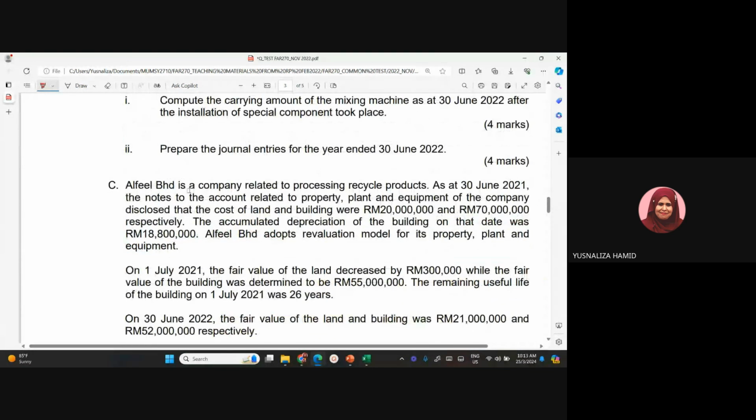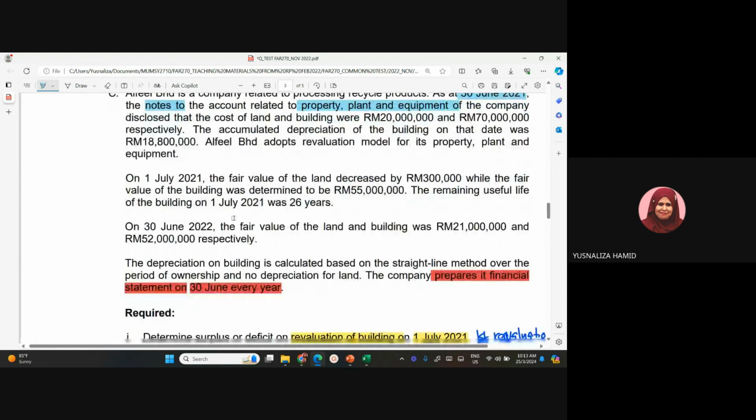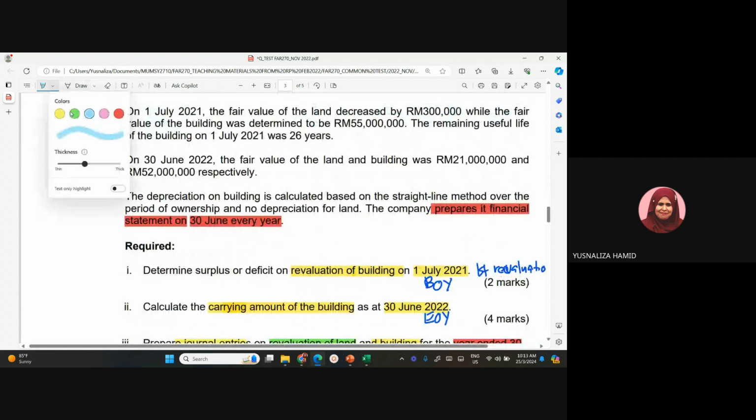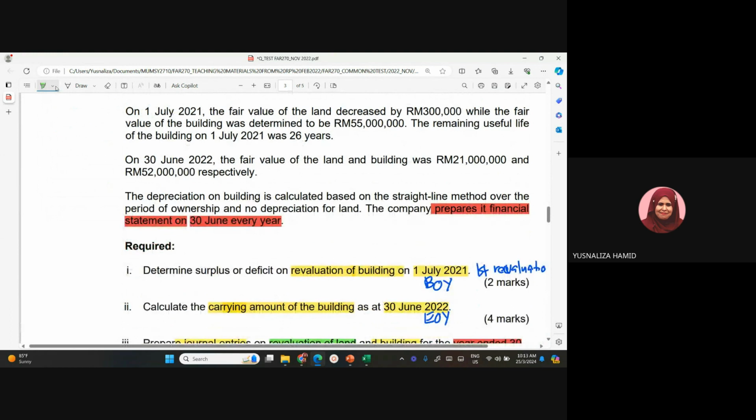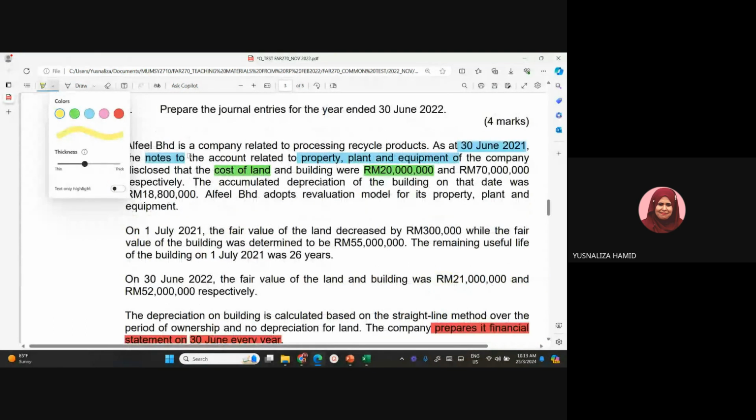Let us just read the question first. Alfil is a company related to processing of recycled product, and as at 30th of June 2021, you have these notes to the account, the notes to the property, plant and equipment of the company, which shows the cost of the land, so I'm going to use green for the cost of the land. So cost of the land were 20 million, and the cost of the building, so building will be yellow, is 70 million.